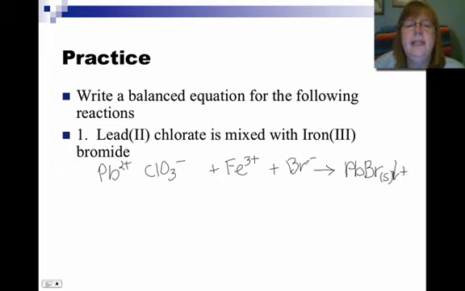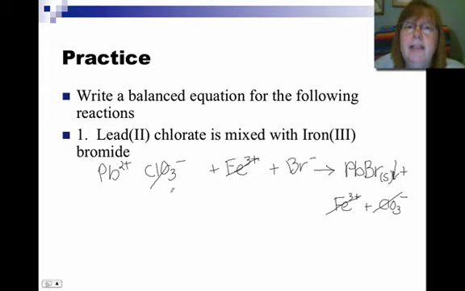And then iron 3 chlorate, is that soluble? You look on your solubility chart, and all chlorates are soluble. So, guess what? The iron 3 and the chlorate are spectators. We just get rid of them. They're not part of our reaction at all. They are just floating in the test tube.